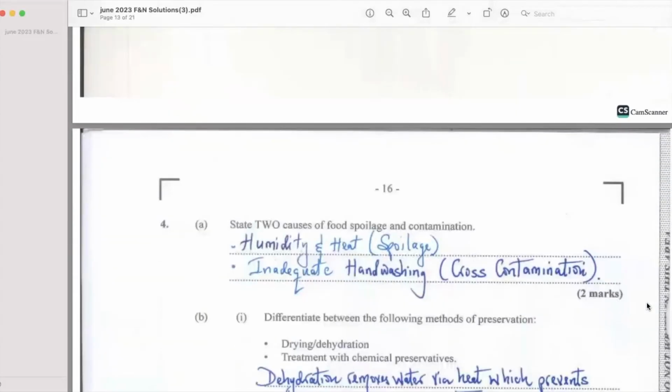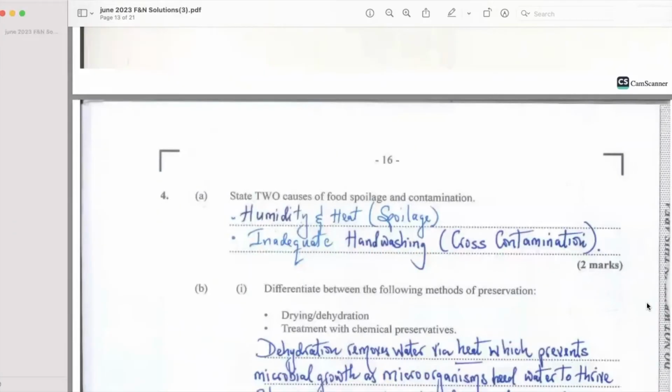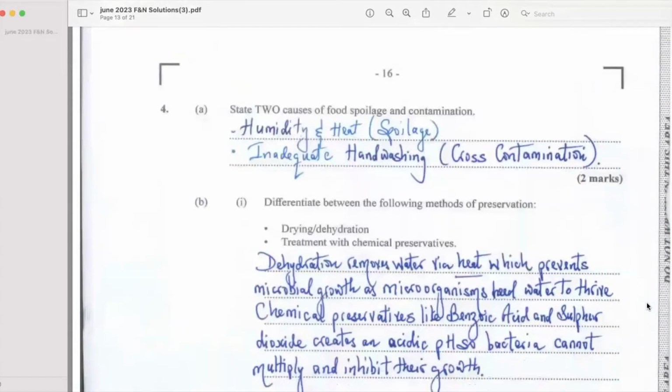All right, next question, question 4. We're going down quickly. State 2 causes of food spoilage. Food spoilage and contamination. And we already know what is food spoilage. So the spoilage of food is when you have humidity and heat and inadequate washing. So we have cross-contamination going on there. So two causes, sorry. All right, you can put more. So for cross-contamination, of course, you can do it if you have equipment and you're using, for instance, a cutting board to cut vegetables, you have to wash it before you use it to cut, for instance, meat. Yeah, such like that. So you have options.